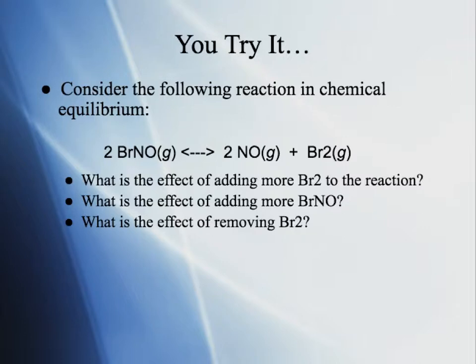So consider the following reaction in chemical equilibrium. So here we have BrNO decomposing to NO and Br2. What is the effect of adding more Br2 to the reaction? All right, so I'll do this one together with you, and then you can do the other two on your own. So if we add more Br2, on this side, to bring it back down, bam, shift it to the left. Okay, so shift left.